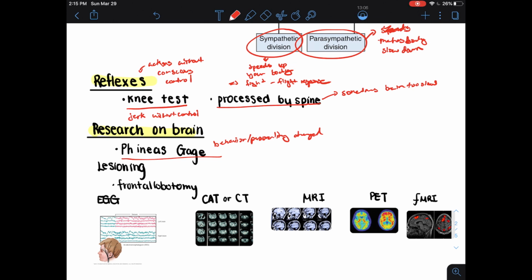And additionally, there is a practice called lesioning, which is the destruction or removal of certain parts of the brain. By removing these parts and seeing how the person acts afterwards, we can see how that part may or may not have influenced them. An example would be the frontal lobotomy, which was initially meant to treat seizures. And the idea is to remove the frontal lobe.